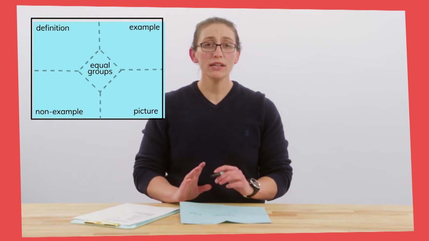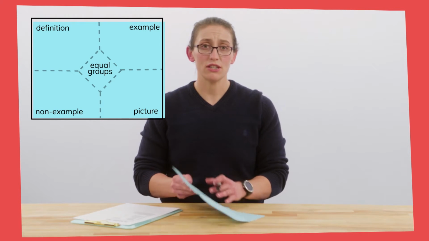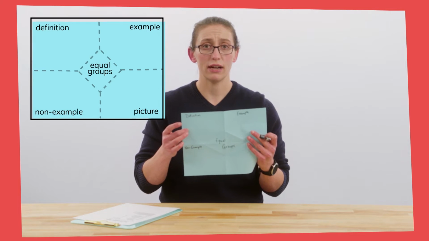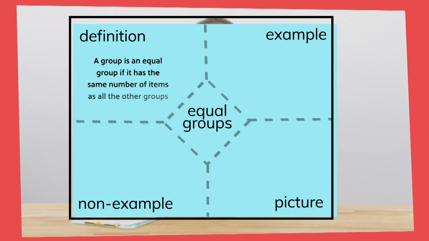Now, we're going to define equal groups together. So let's write that definition in our upper left rectangle. A group is an equal group if it has the same number of items as all the other groups. We can use equal groups to help us think about multiplication and division problems. I'm going to give you some time to write this definition in your Frayer model.